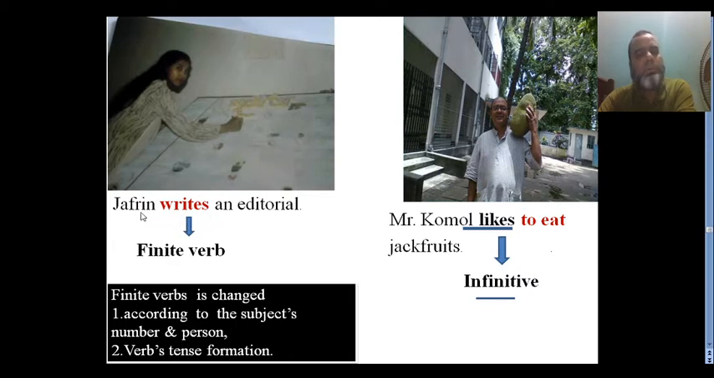Think about Jeffrey writes an editorial. If I use I here or you here instead of Jeffrey, then we have to write you write an editorial. That means you need not add s here. If we use we instead of Jeffrey, we write an editorial, not writes here. So a finite verb is changed according to the subject's number and person, and verb tense formation.